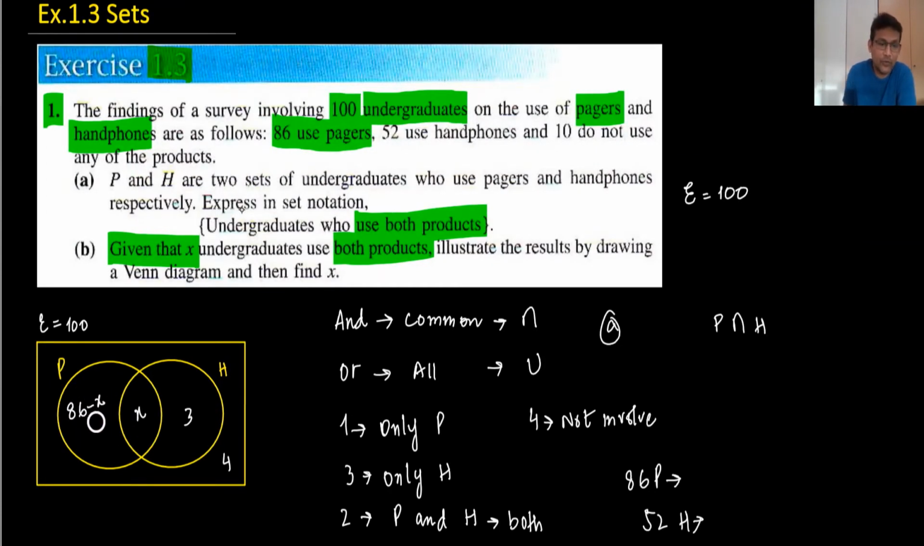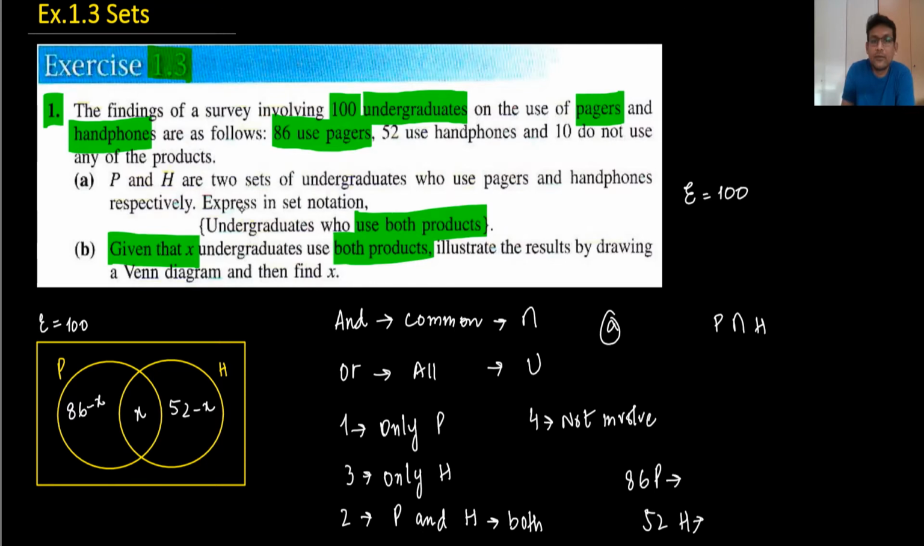So be careful. Always write this common area as minus x here. And the same thing is here, like headphone 52 minus x. When it's given here as only 52, then it's okay. And what about this area?